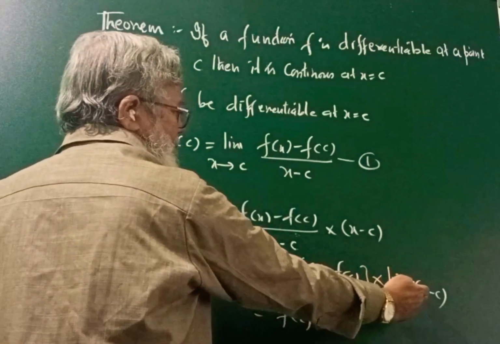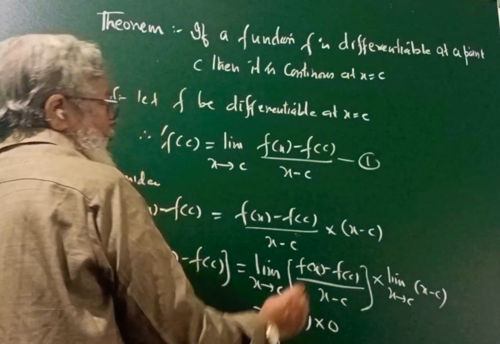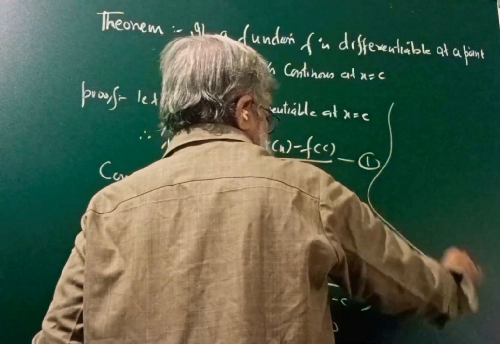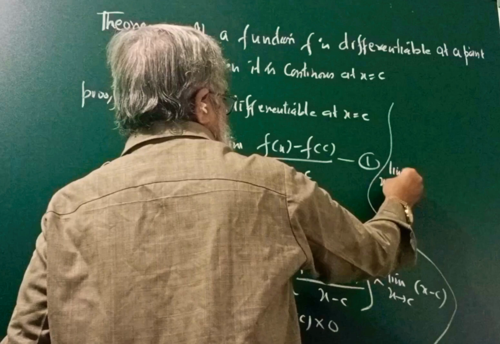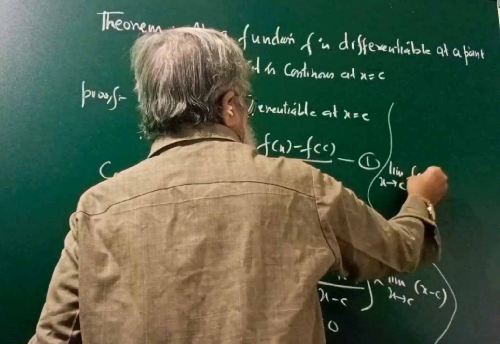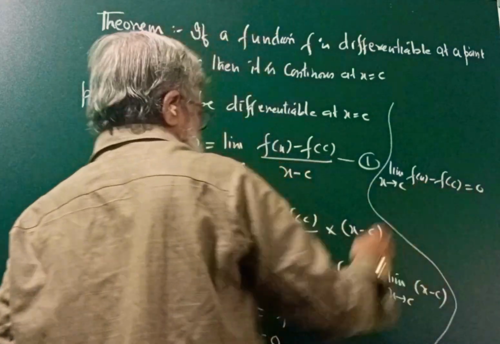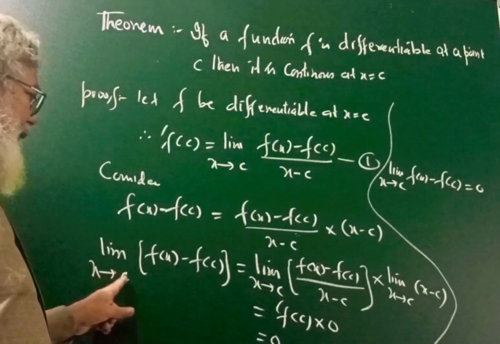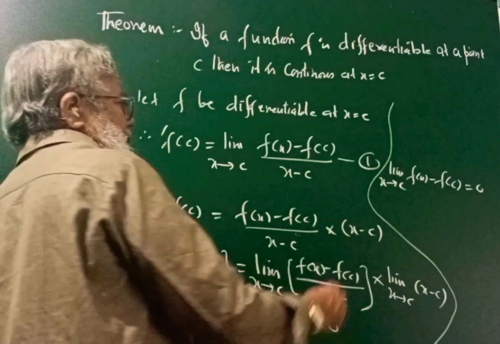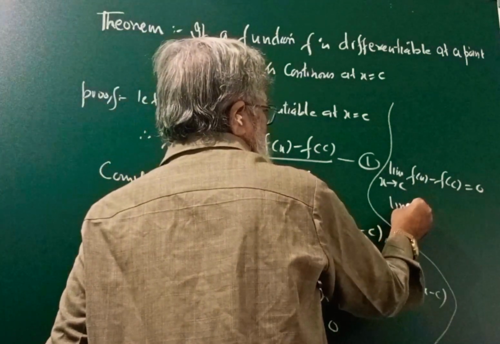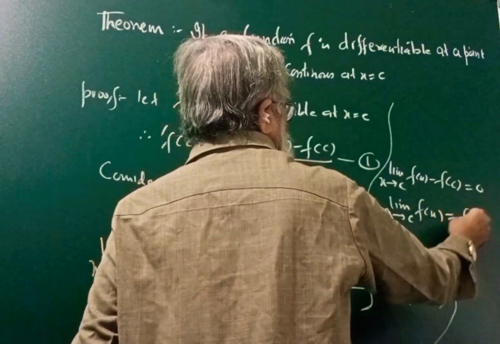If you apply the limit, c minus c will become 0. That is equal to 0. Therefore we can write here limit x tends to c of f(x) minus f(c) is equal to 0. Because if x tends to c, x is already c, therefore there is no need of limit here. Take it to that side. That is limit x tends to c of f(x) is equal to f(c).